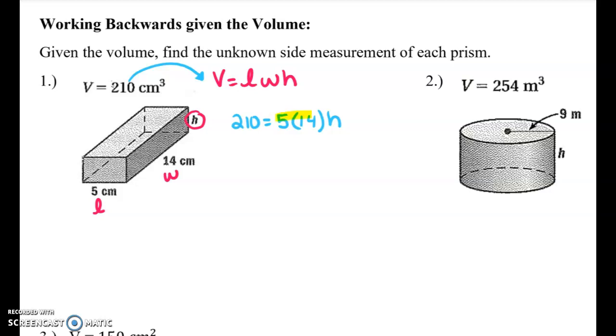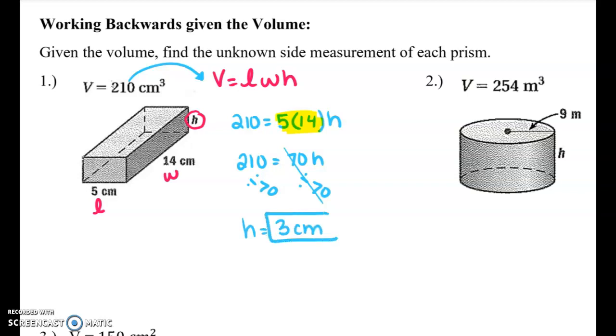So first thing I'm going to do is do the 5 times the 14. So I'll do it right in my calculator. That gives me 70. And that's what I'm going to divide the 210 by to get h by itself. Okay, so divide the 210 by 70 and I get 3. Okay, so height is 3 centimeters. Okay, so that's the easiest one.